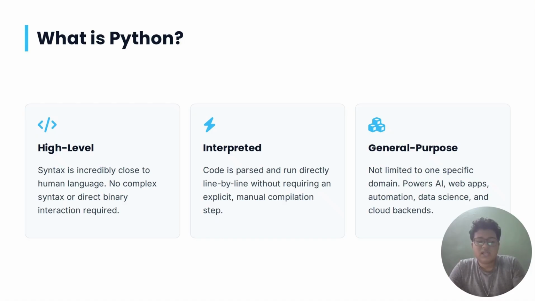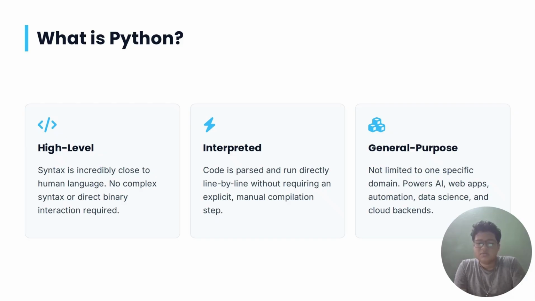First, it is a high level language. Syntax is incredibly close to human language. No complex syntax or direct binary interaction required. There is no direct binary interaction ever required in Python unless and until we are working with binaries. Interpreted: Python is interpreted. That means it is being compiled step by step. Code is parsed and run directly line by line without requiring an explicit manual compilation step. I hope you understand. We already talked about this.